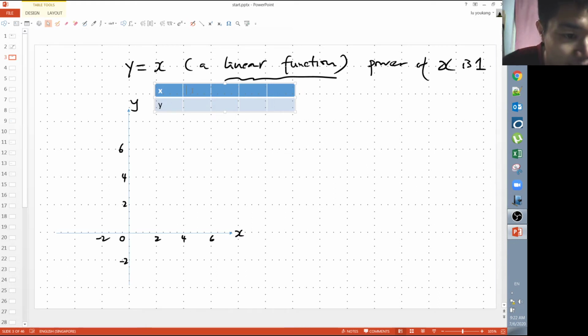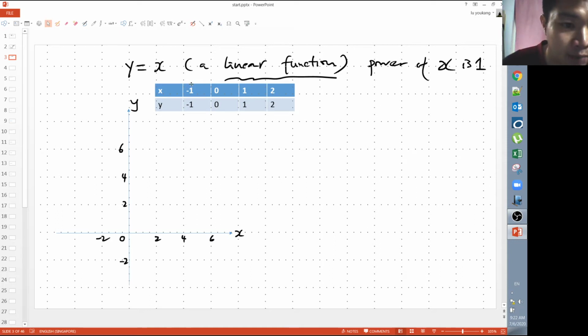So when your x is equal to -1, what's your y? Your y is also -1, right? So when your x is equal to 0, your y is equal to 0. Similarly, if your x is equal to 1, then your y is equal to 1, and your x is equal to 2, and your y is equal to 2. Okay, because of this, y is equal to x. Whatever your value of x, the y value is the same as x.